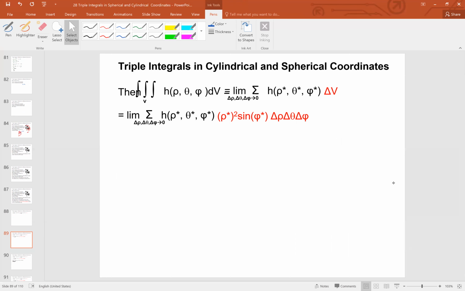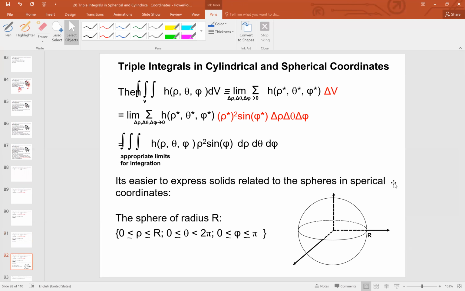Okay. And then here's how we set up integrals. The appropriate limits of integration depend on how the volume is described. Again, the volume must be described in spherical coordinates. So here's some examples.